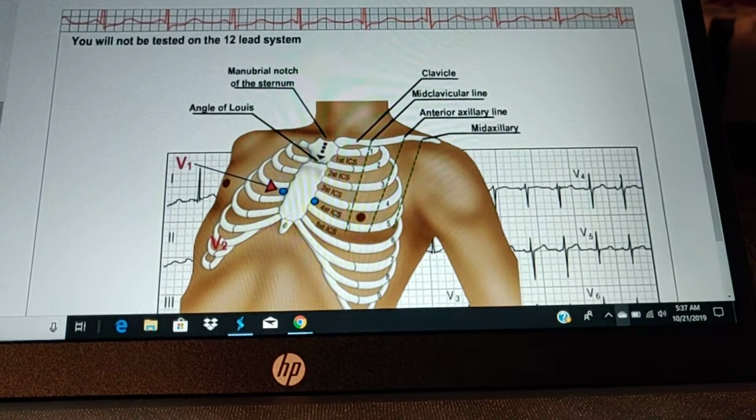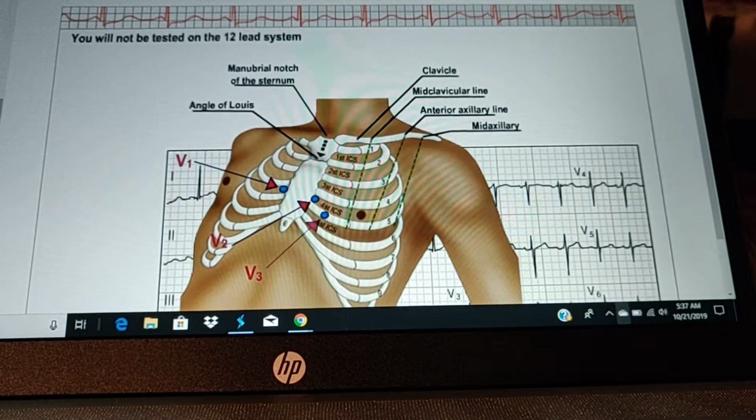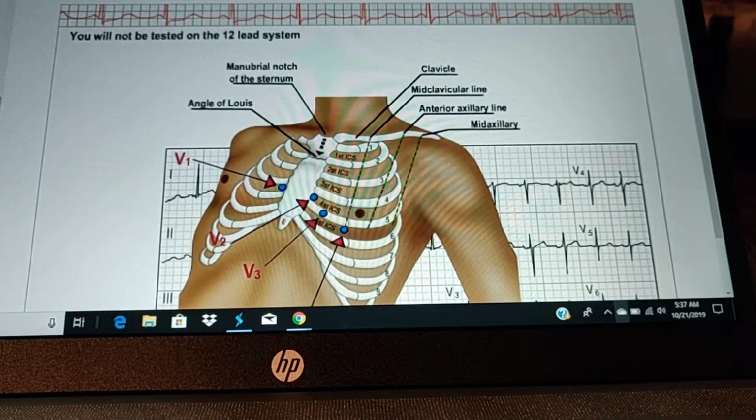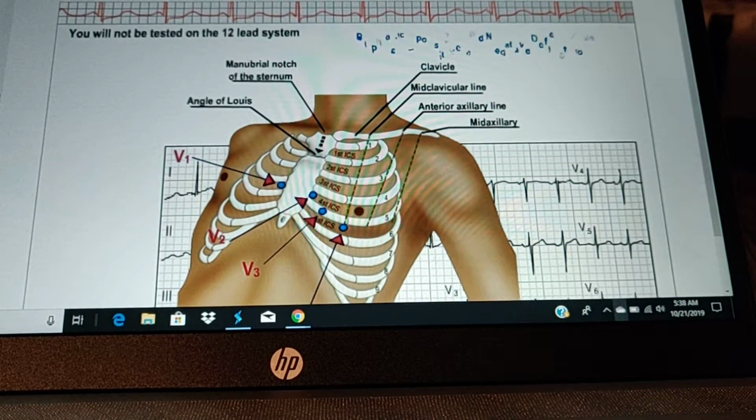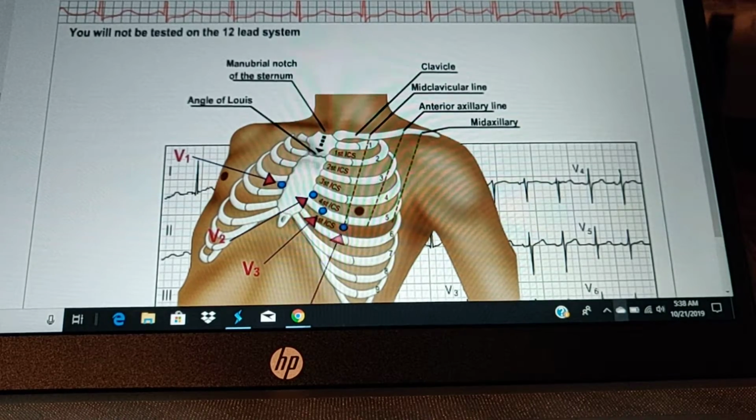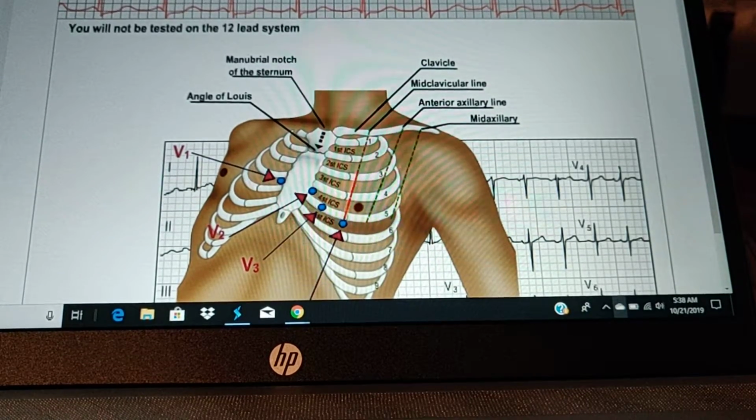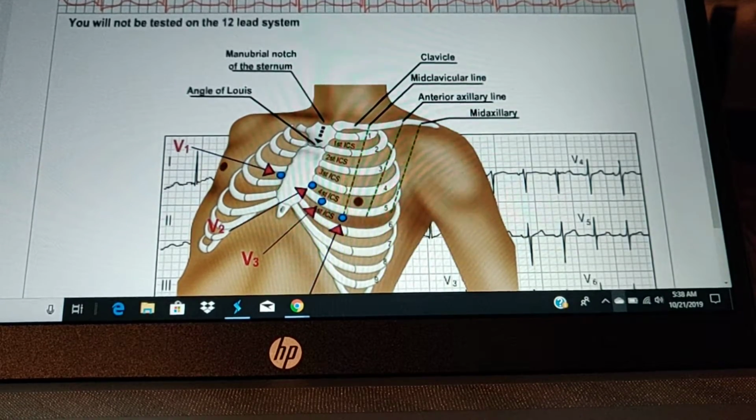Lead V2 is placed at the left of the sternum at the 4th intercostal rib space. Lead V3 goes between V2 and V4. Leads V1, V2, and V3 are biphasic with both positive and negative deflections. Lead V4 is placed at the 5th intercostal space at the mid-clavicular line and produces a biphasic waveform.